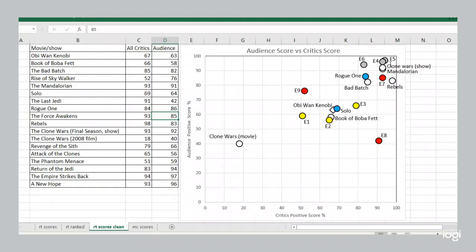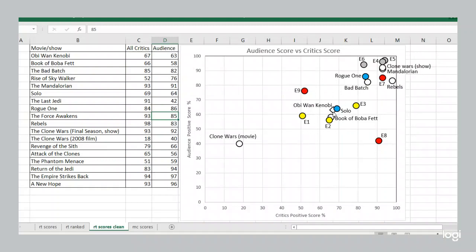First two Star Wars movies plus Clone Wars and The Mandalorian, the audience really disagreed. Audience ranked it just above 40%. So critics loved it, audiences really did not like it. Episode 9, it's the other way around. The audience thought it's in the high 70s, whereas the critics ranked it as just above 50%. So quite a lot of inconsistency there with the sequel trilogy.